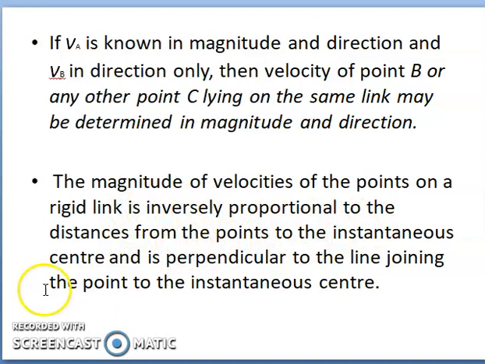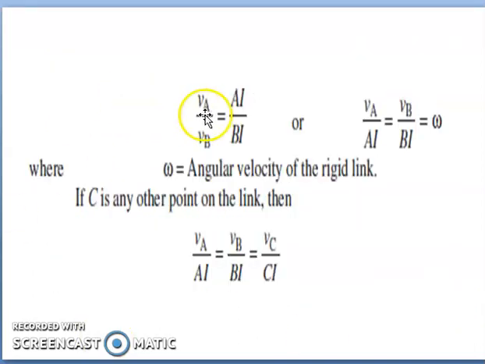distance from the points to the instantaneous center, and it is perpendicular to the line joining the point to the instantaneous center. So you can say that VA by VB is equal to BI by AI. This is always a constant which is equal to omega, the angular velocity of the rigid link. So if you know VA and AI and you know BI, you can automatically find out VB. Given any three quantities, you can find the fourth unknown quantity using this relation.